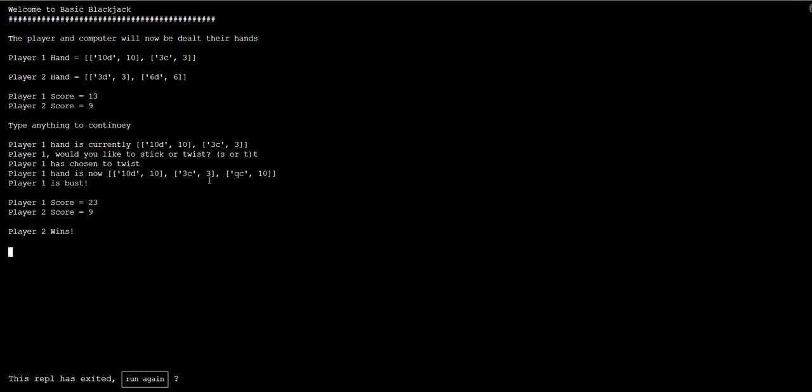Twist. What do you know? I pulled a queen of clubs, which is a 10, and I'm bust, so I'm above 21, and player 2 automatically wins, even though they only had 9. So let's run this again.